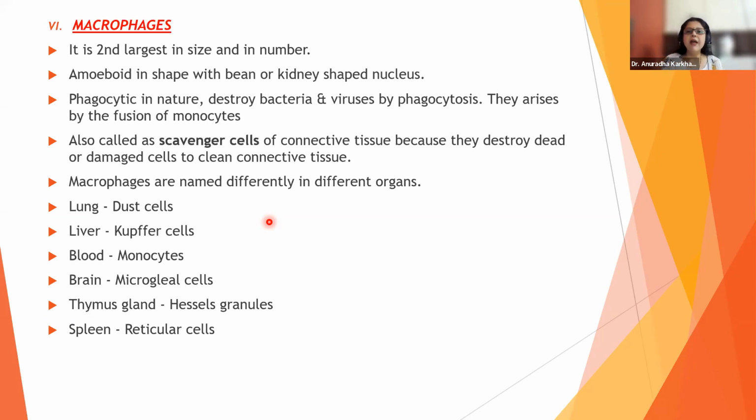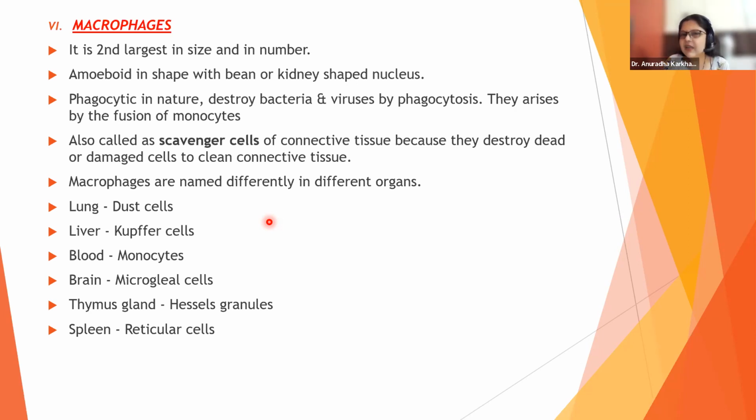Okay. Macrophages are named differently in different organs. So what are the 3 points that you have to remember? First point, macrophages are aggregates of monocytes. Second point, monocytes being phagocytic, even macrophages are phagocytic. And third point, macrophages are the scavengers of connective tissue. These are the 3 important points that you should be remembering.